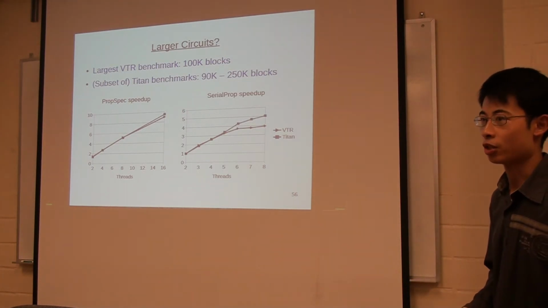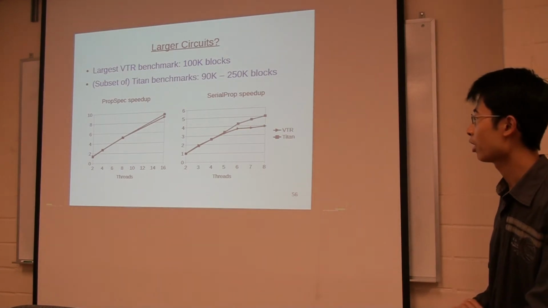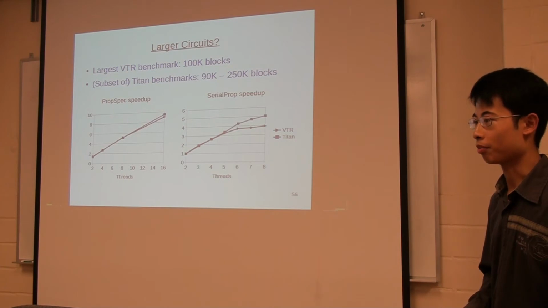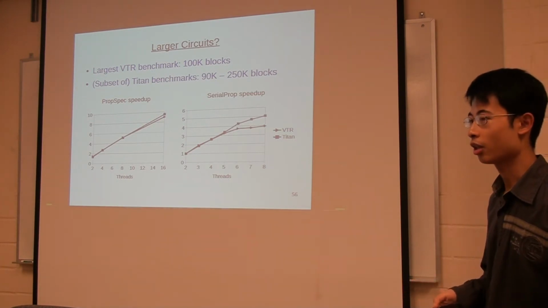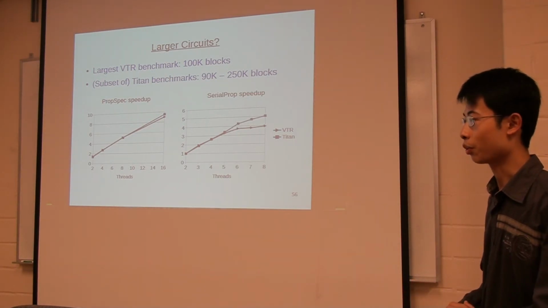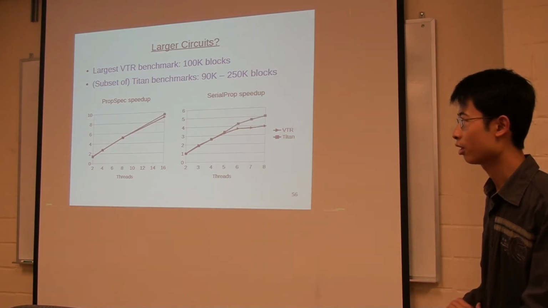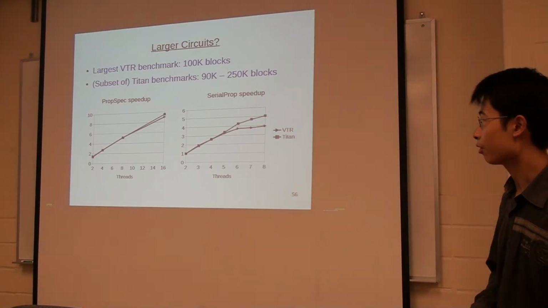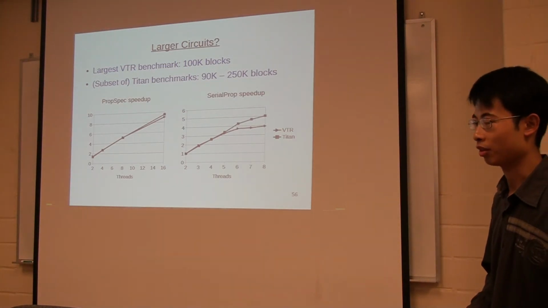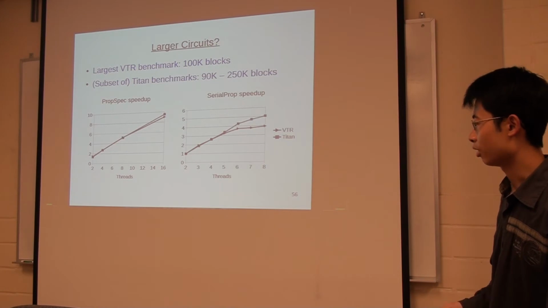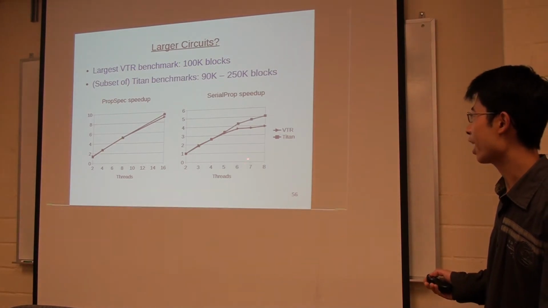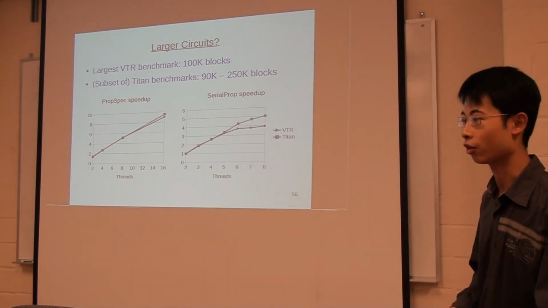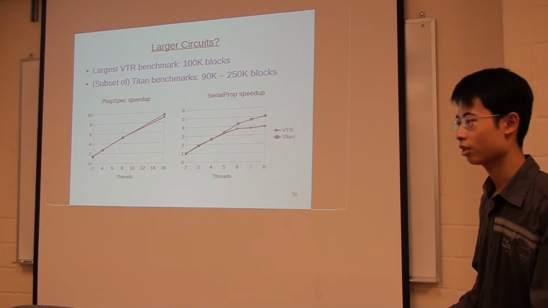So the final stop is seeing how the placer can scale to larger circuits. The largest VTR benchmark is just under 100,000 blocks, and the subset of the Titan benchmarks we were able to run range from somewhere around 90,000 to over 250,000 blocks, so quite a step higher in terms of size. And what we get running the 2 best algorithms we have is slightly better speed up on the Titan benchmarks. There's a rather marked gap here, actually, when you use more threads for the deterministic algorithm for the Titan benchmarks. So that's encouraging.